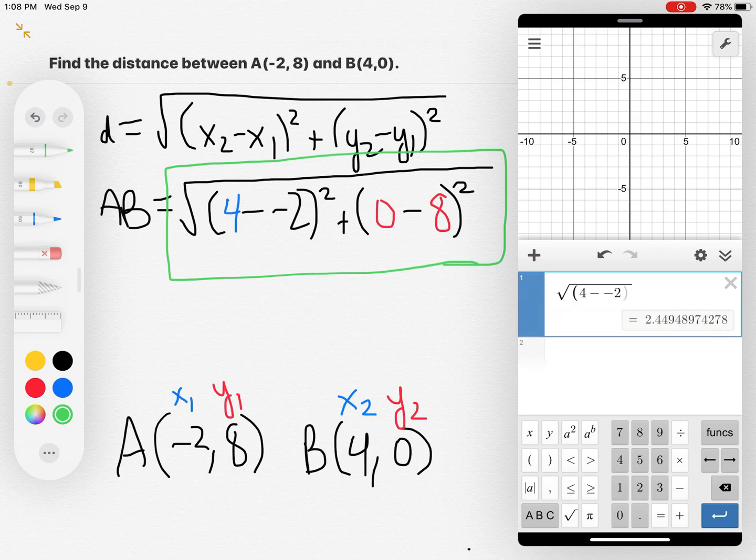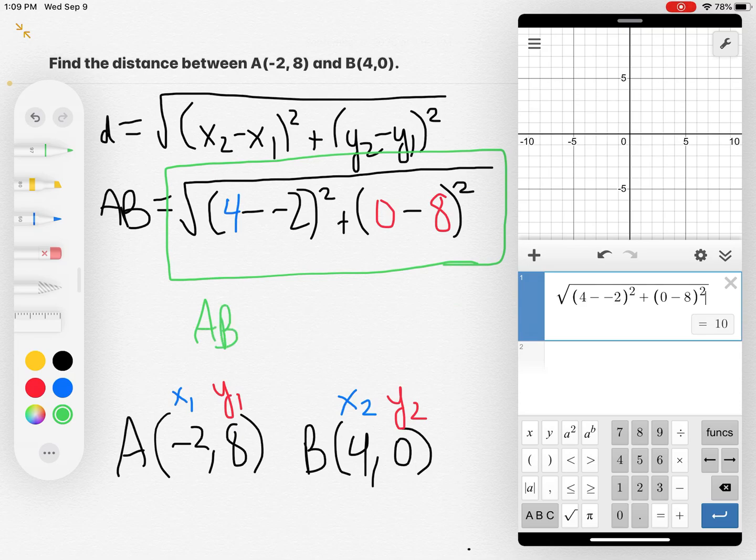4 minus -2, close your parentheses. Squared, that's a squared button, plus new parentheses, 0 minus 8 parentheses. Oops, too many parentheses. Squared. Notice that the square root got bigger as we went, which is what we wanted. It does spit out an answer for us.